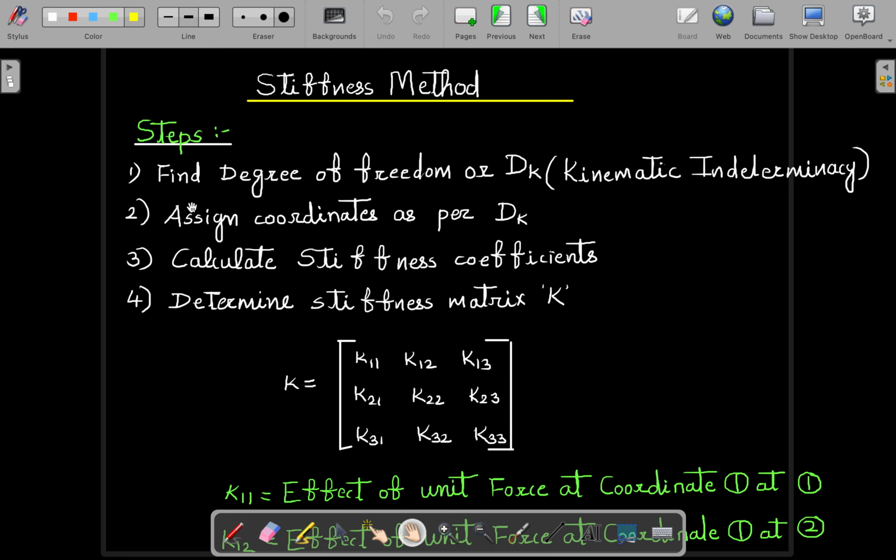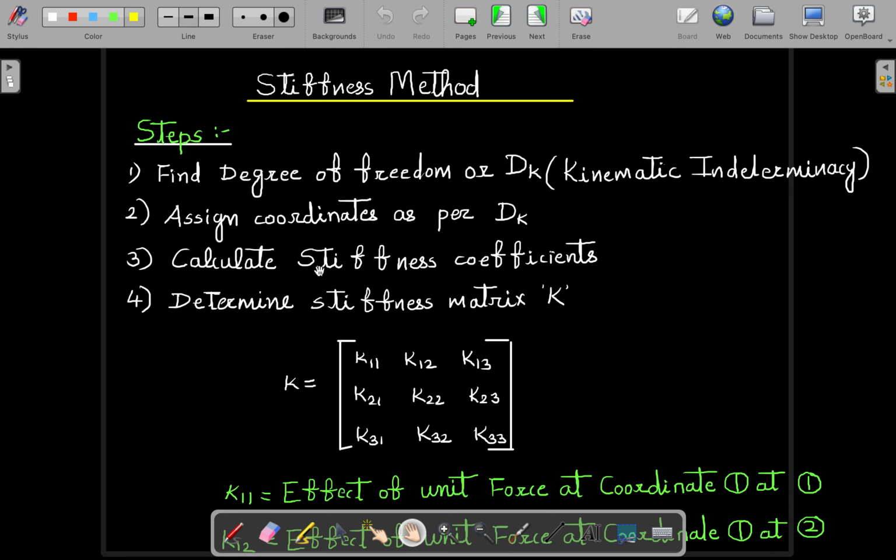Initially, whatever beam or frame we get, we will first see what is the degree of freedom. Sometimes it may happen that DKI will already be given in the question. Degree of freedom, or DKI, kinematic indeterminacy we call it. Second step is we have to assign coordinates as per the DKI. Suppose the number of DKI is 2, then we will name the coordinates as 1 and 2.